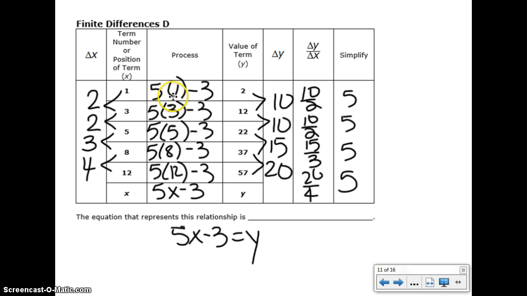So if we take 5 times 1, that's 5. We need to subtract 3 to get a value of 2. We'll take 5 times 3. Again, we're using 3 on the second row because that's the value of x that they give us. 5 times 3 is 15, and 15 minus 3 is 12. Your equation is 5x minus 3 is equal to y.